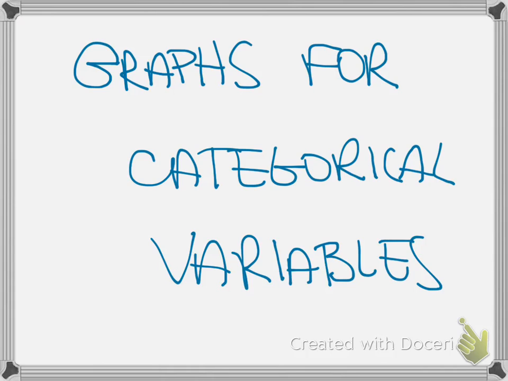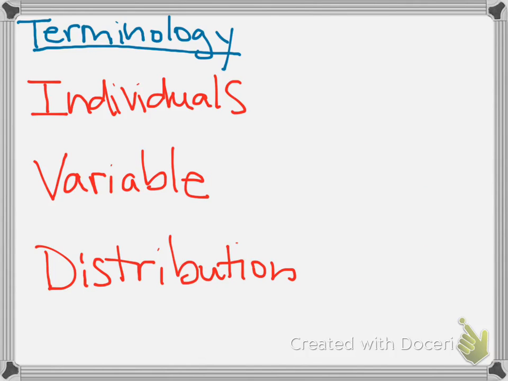So this is from the first section of Chapter 1 in your book about the graphs for categorical variables. There are actually a few different things that we're going to talk about in this section, but overall, the most important point is the graphs. So first things first, terminology. We've got three basic terms that we need to define here.